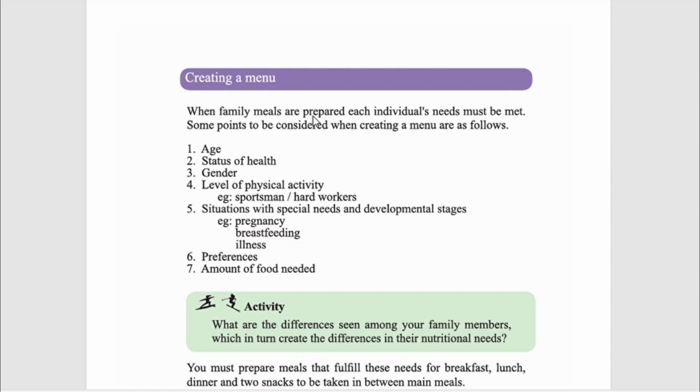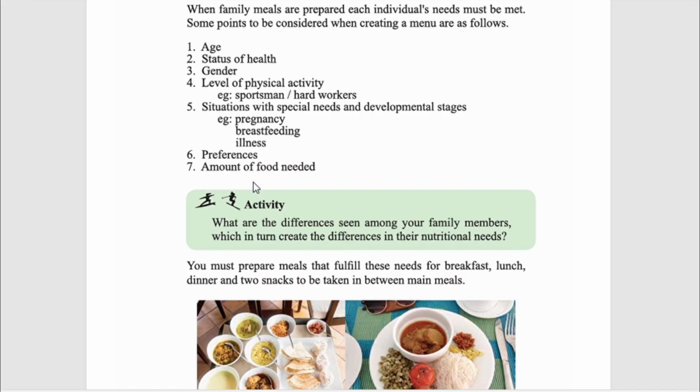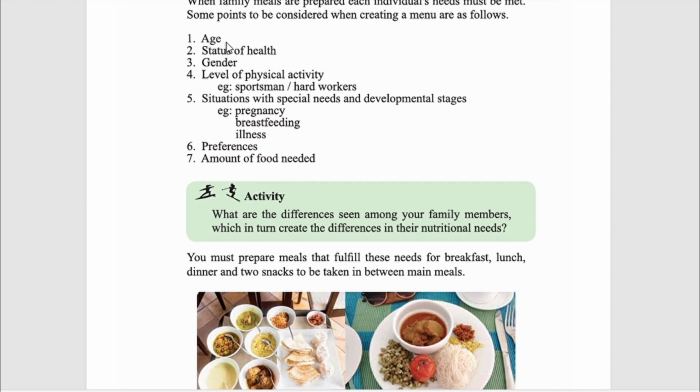Okay, it depends on every individual's needs. So we have to consider the age, status of health, gender, level of physical activity, like the sportsman and hard workers, situations with special needs and developmental stages, pregnancy, breastfeeding, illness, preferences, and the amount of food needed. Now if we talk about age, infants can be there in the family, who are breastfeeding, and then little children, especially kids, and the middle-aged people, and young people, and also the elderly. So there are categories we have to divide.